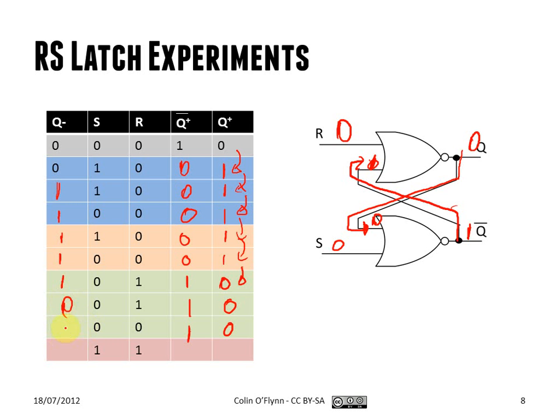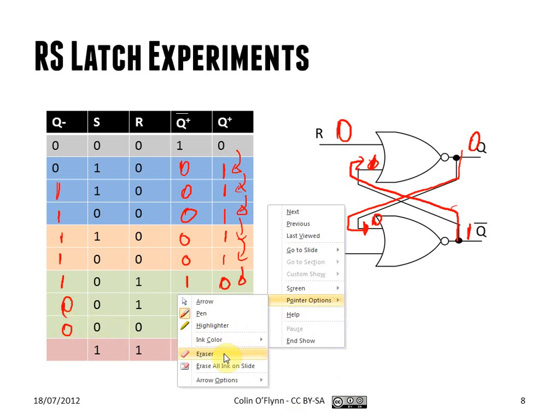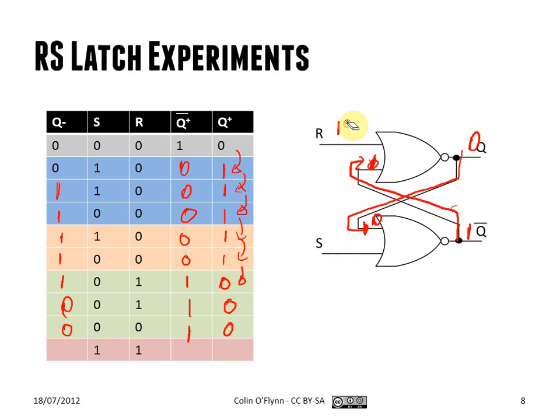And finally, from this state, what we can do is actually see what happens if we put S and R both to 1. So let's say we're in this state, and I'll erase these lines. So Q negative is 0, reset is 1, set is 1. What's going to happen is the output here, say we have a 1 here, 1, 1, the output would be 1. Q should go to 0.